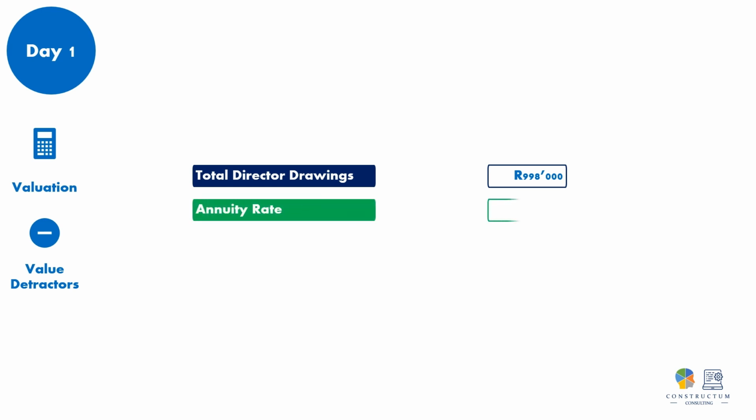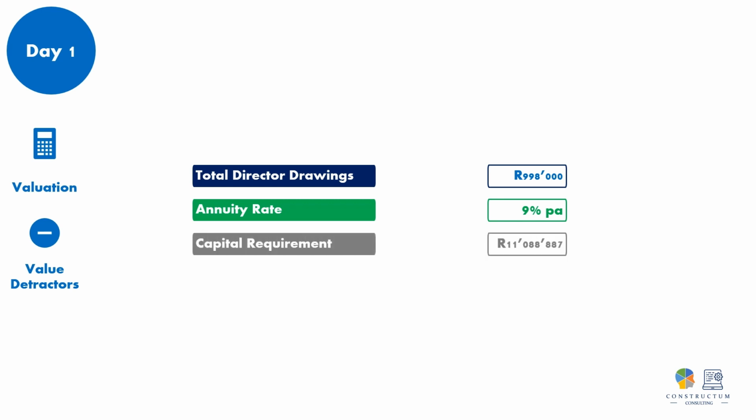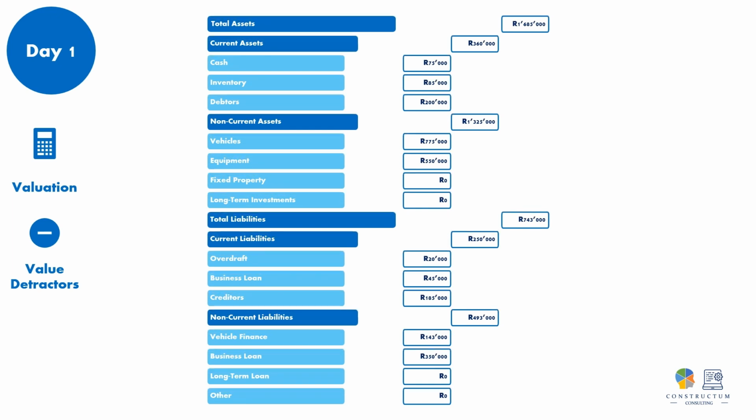Assuming an annuity rate of 9% per annum, which is on the high side, a total of 11 million Rand will be needed to replace the current income of the director. From the perspective of the business owner, this value of 11 million Rand is what the business is worth. But how much capital may be realized from selling the business? I consider 2 values: a low value or fire sale value and a high value or a profitability multiplier value.